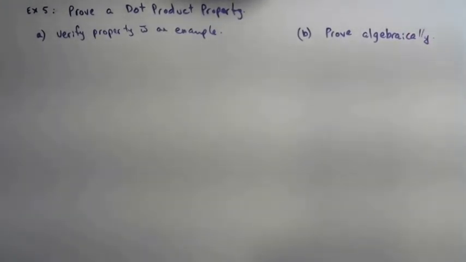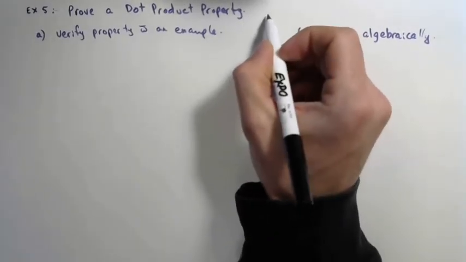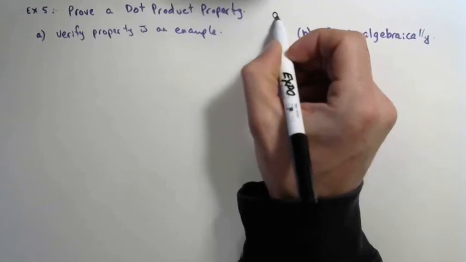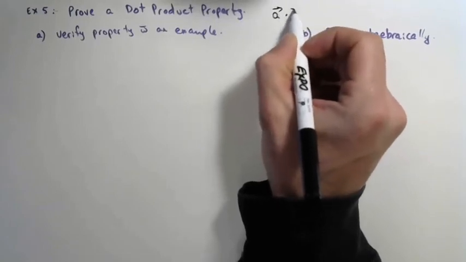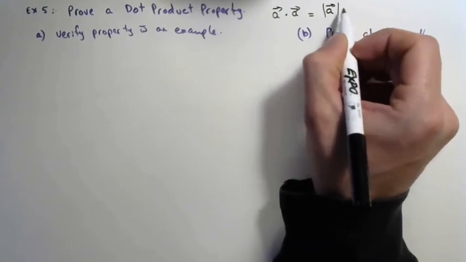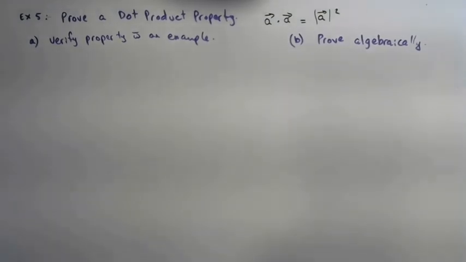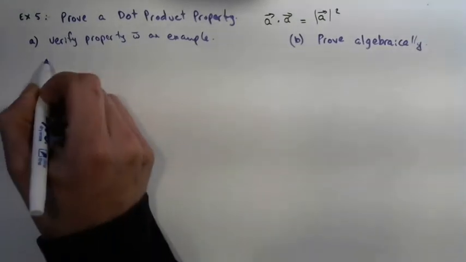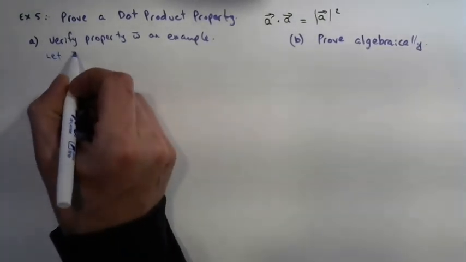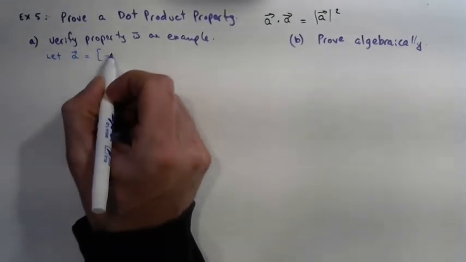Okay, so what are we doing? We are supposed to prove that, here's the property that we're going to prove. We're going to prove that A dot A actually does equal the magnitude of A squared. And we want to prove that for all vectors, any vector A. So we're just going to pick any vector A. Let A be the vector 2, 5.